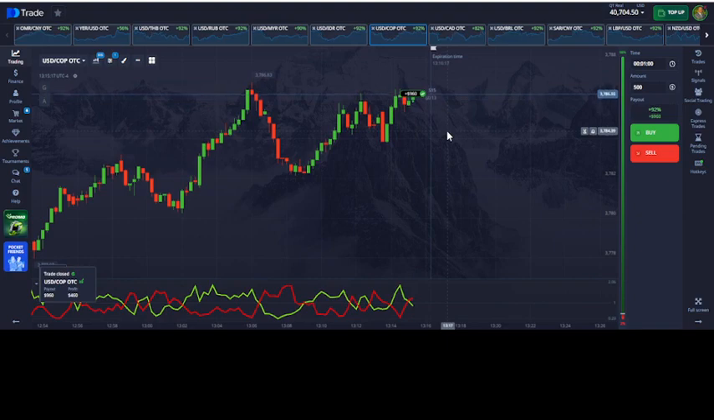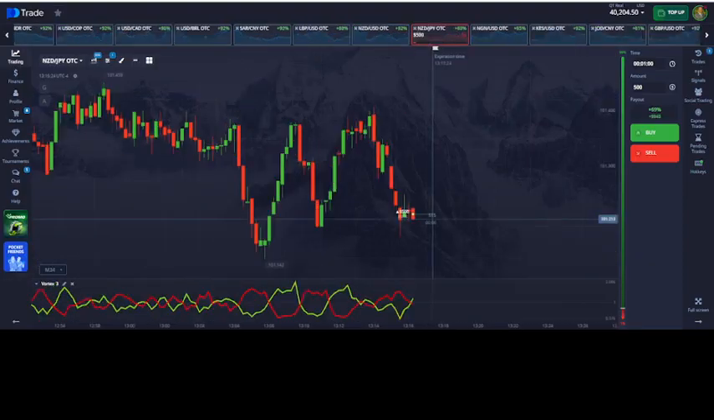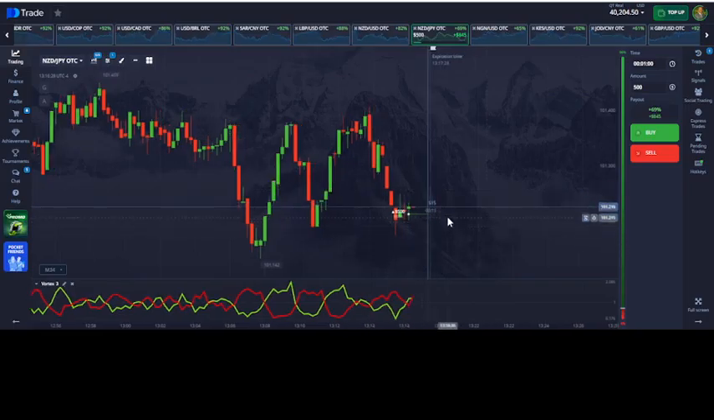Okay, so that trade was in the money. All right, let's move on to the next setup. Okay, so I just took a buy trade on the New Zealand dollar Japanese yen OTC pair here.